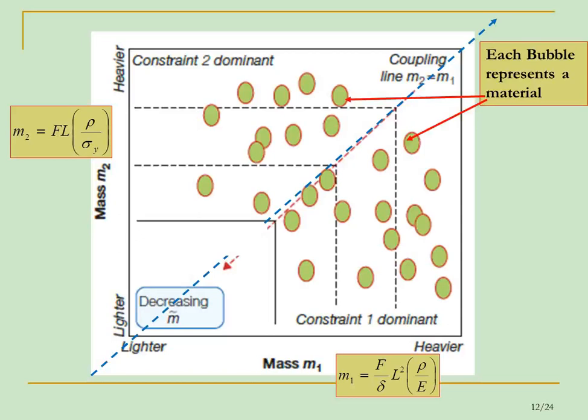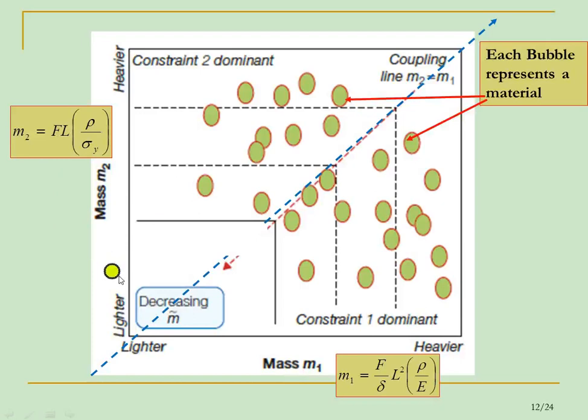If I have 6 materials, like we saw in our previous numerical example, all those 6 materials can be plotted here in the form of 6 bubbles. And if the number of materials is more, you can plot any number of materials on the m1 versus m2 chart. The mass m1 means the mass calculated for constraint number 1, and the calculated mass value for constraint number 2, they can be plotted.